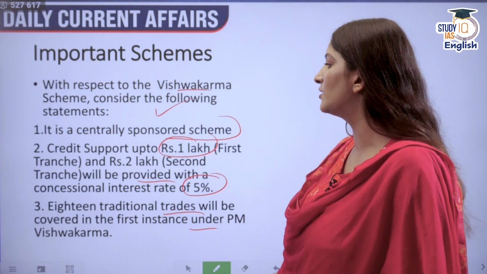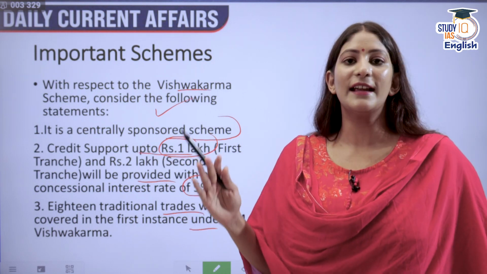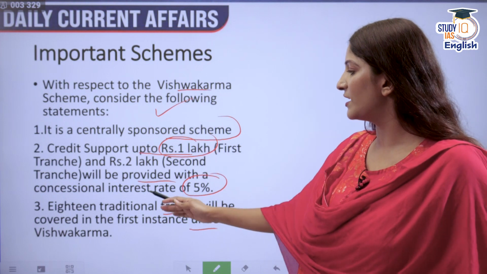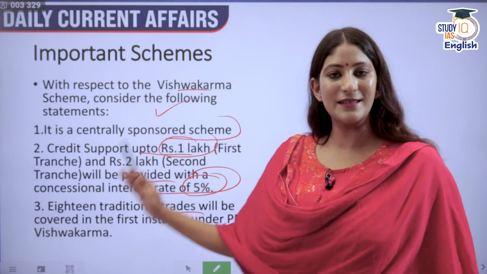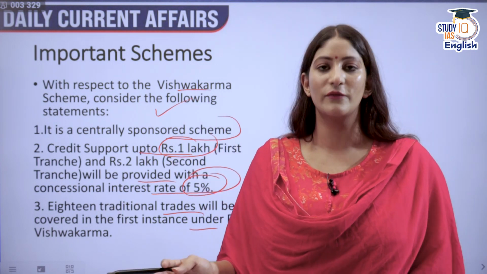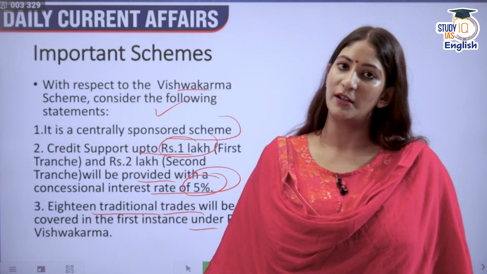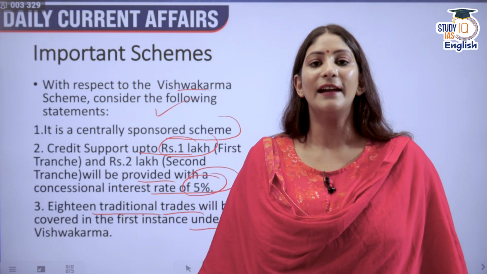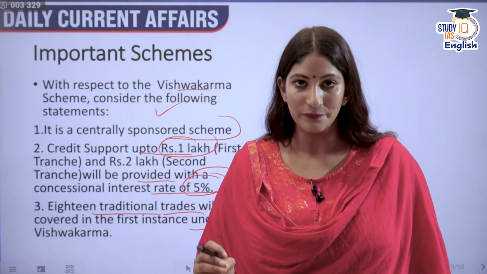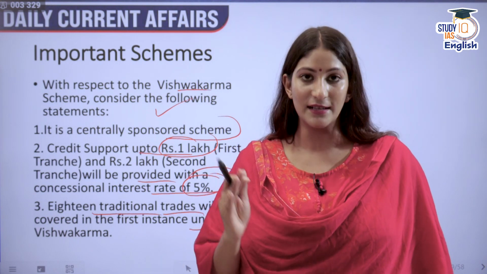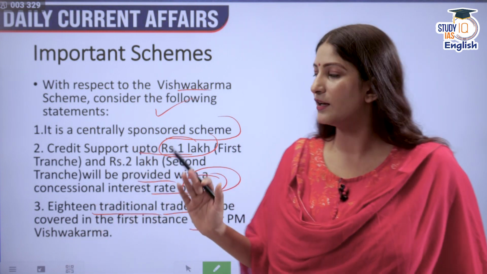100% funding will be done by the government of India, and then credit support will be given of rupees 1 lakh in the first tranche, 2 lakh in the second tranche, and it will be provided at an interest rate of 5%. For the first instance, that means at the beginning of the entire period of this scheme, 18 traditional trades will be covered. We will talk about those as well. And this will have an outlay of rupees 13,000 crore for the next 5 years, that is from 2023 onwards to 2028. Okay, remember that.